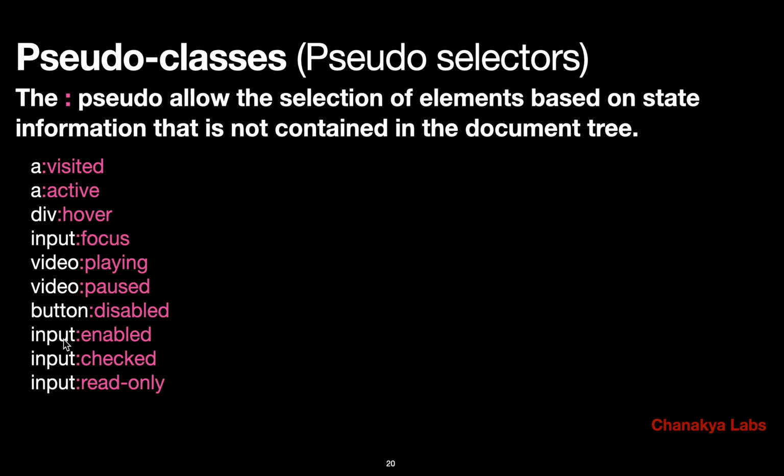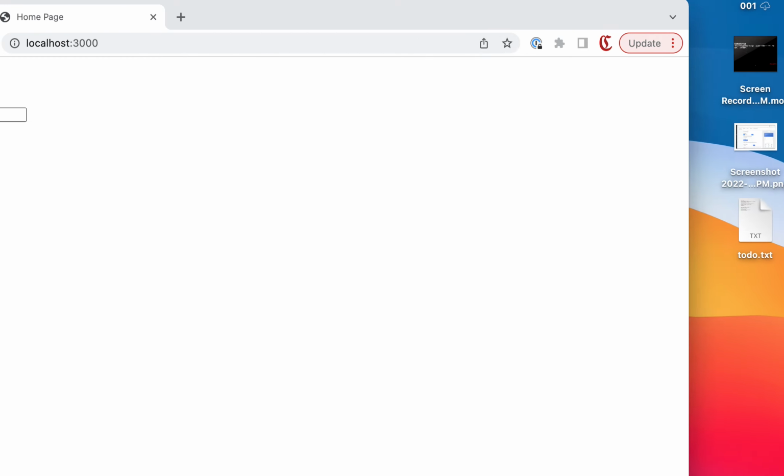Okay, and input enabled. So enabled is just the opposite of disabled. So input disabled means that thing is disabled. But if input is not disabled, then the enabled style will be applied. And similarly, input checked. So like input type checked is there, right? So while that is checked, then that style will be applied.